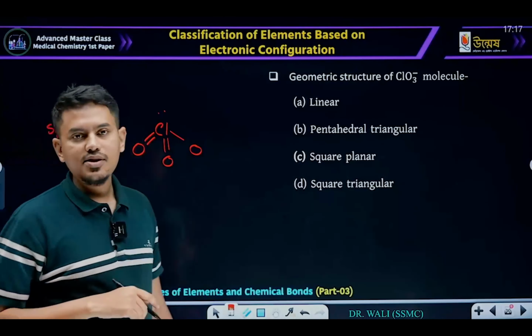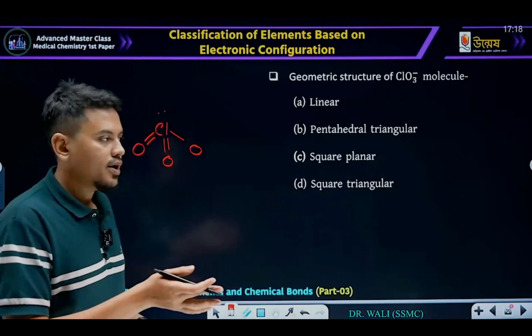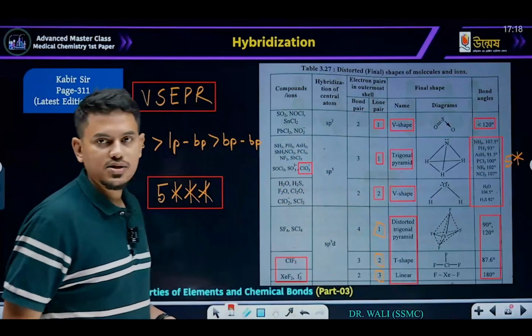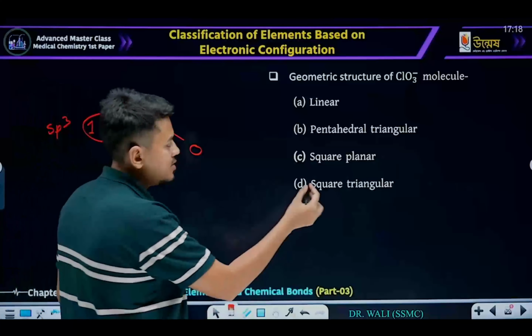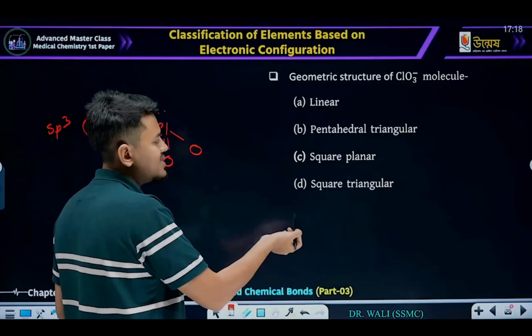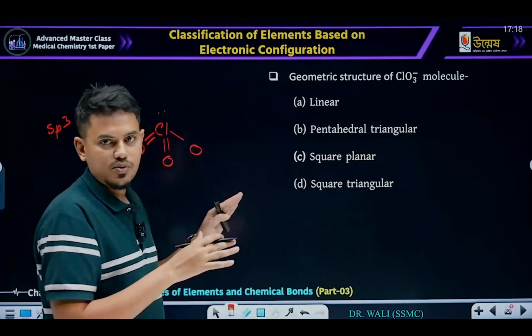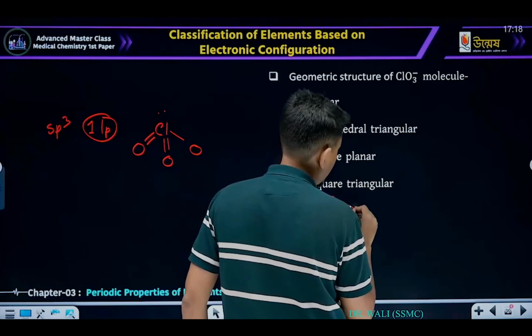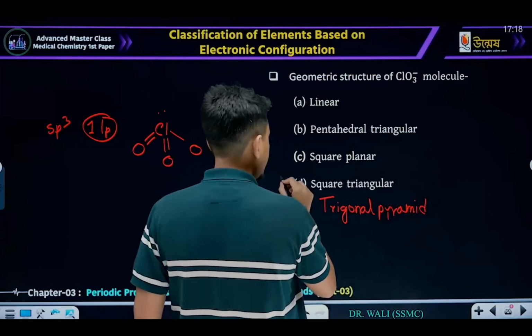When one lone pair appears, the structure gets distorted. As we have already seen in our chart, chlorate shows trigonal pyramidal structure because of that lone pair. Okay. So the answer will be trigonal pyramidal, which can also be phrased as square triangular, but this is not right actually. Square planar is not right, square triangular is also not right. It should be like this, trigonal pyramid. If it is stated this way, then the answer would be option D.